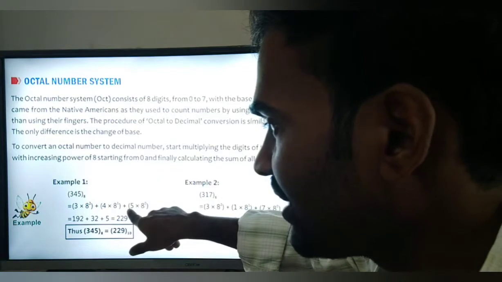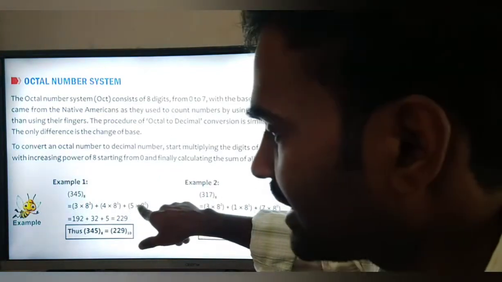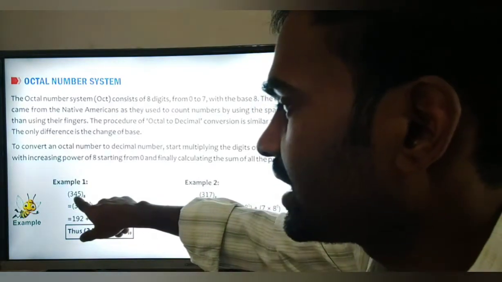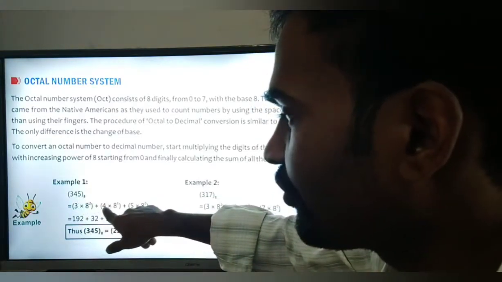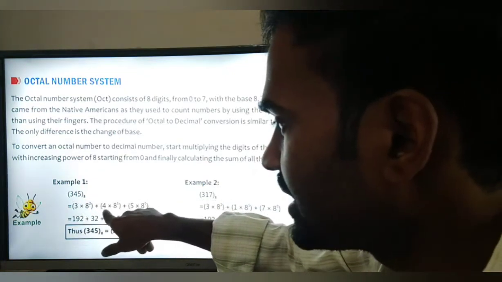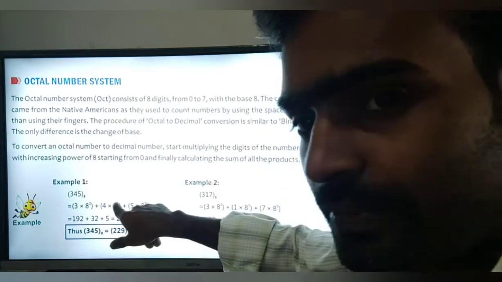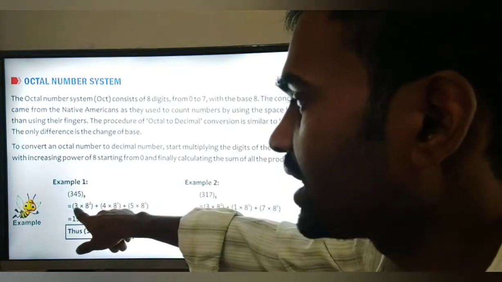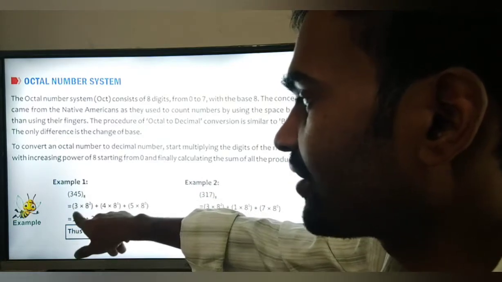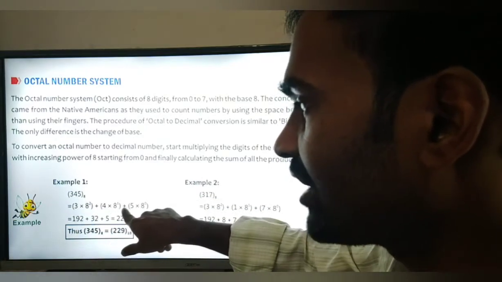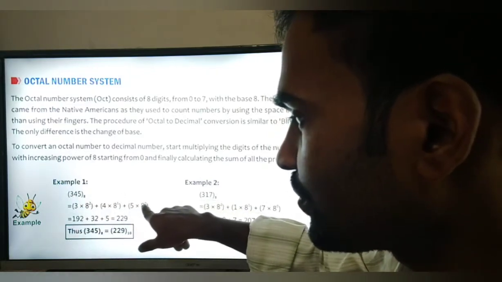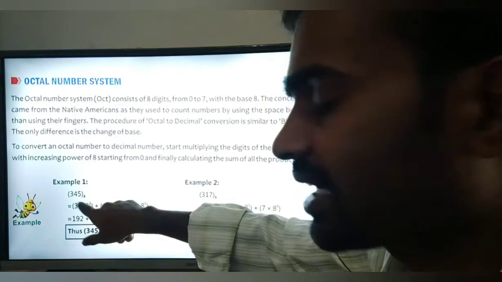5 into 8 power of 0. We have to start from 0. Clear? And then the second value, 4. Here 4 is given, so you write the same value, 4 into 8 power of 1. And the third one, 3 into 8 power of 2. So 3 4 5, 3 4 5: 0th position, first position, and second position.